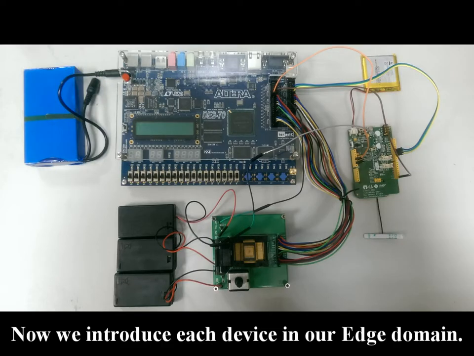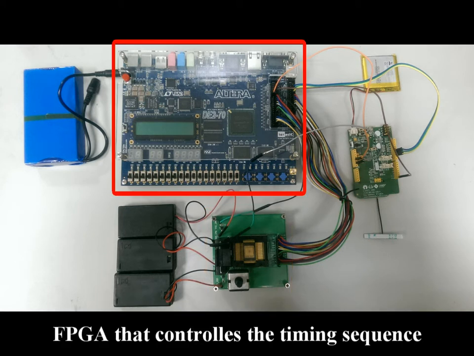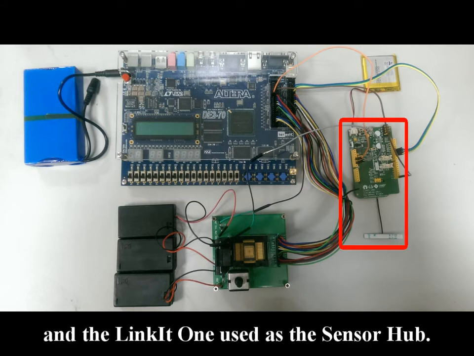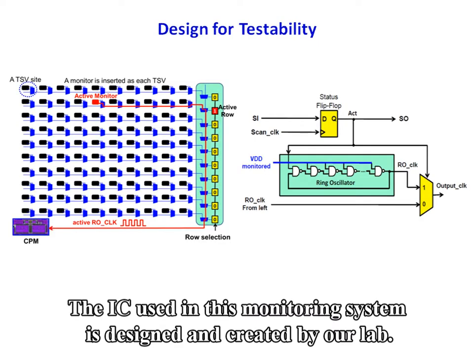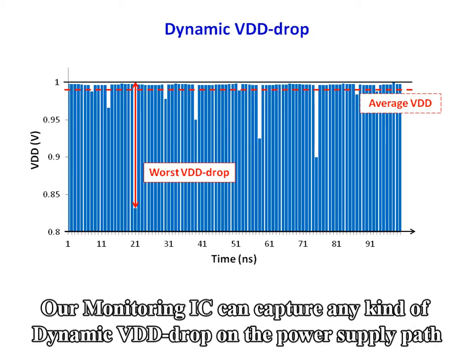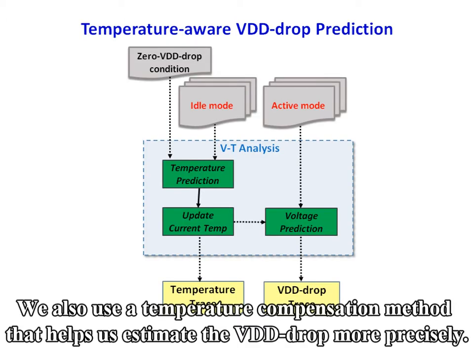Now we introduce each device in our edge domain. First, the printed circuit board that carries our PIPTA IC, FPGA that controls the timing sequence, and the linked one used as the sensor hub. The IC used in this monitoring system is designed and created by our lab. Our monitoring IC can capture any kind of dynamic VDD drop on the power supply path, even if the dynamic VDD drop occurs within 1 nanosecond. We also use a temperature compensation method that helps us estimate the VDD drop more precisely.